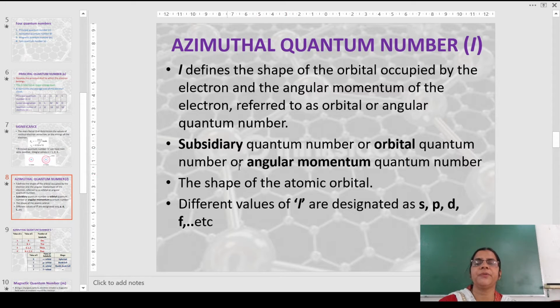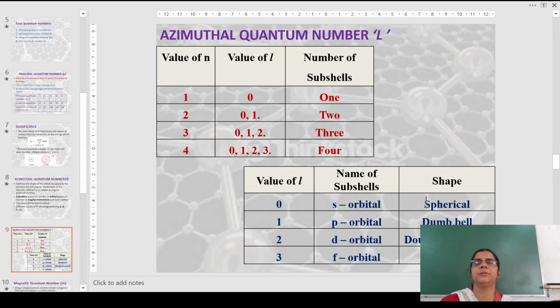These are the different ways which we can refer to it, but most of the time it is also called as azimuthal quantum number, indicated by L. As I said, it tells us about the shape of the atomic orbital. It can have different values, and each one can be designated as s, p, d, f orbital, etc. depending upon the shape and the numbers.